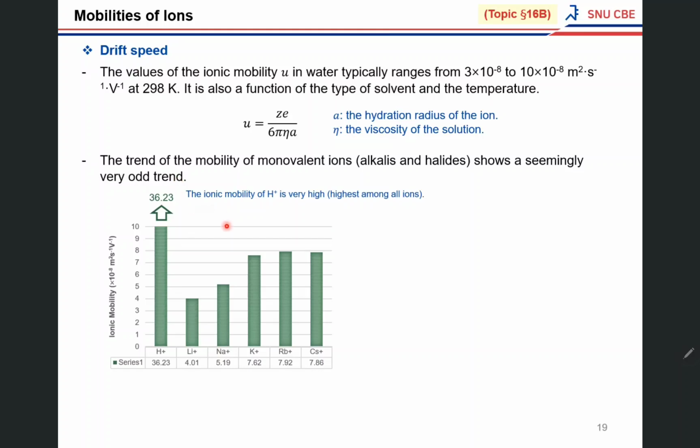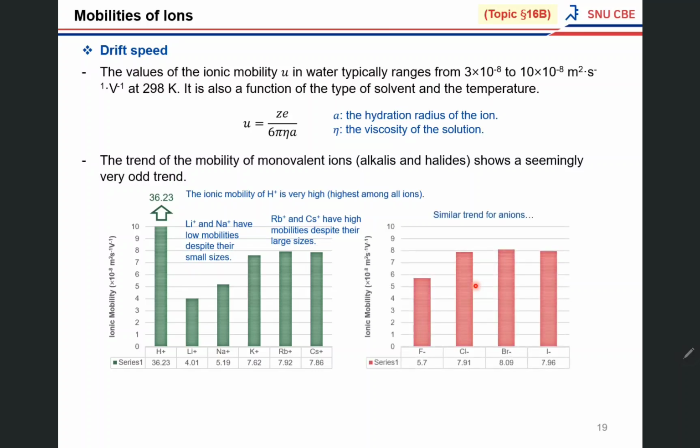So the ionic mobility of the proton is very high among all the ions. This is one of the expected things, but the lithium ion should be second highest, yet it is lowest. And cesium and rubidium should be lowest, but they have very high mobility. It is very weird. And a similar trend is also observed for these anions.